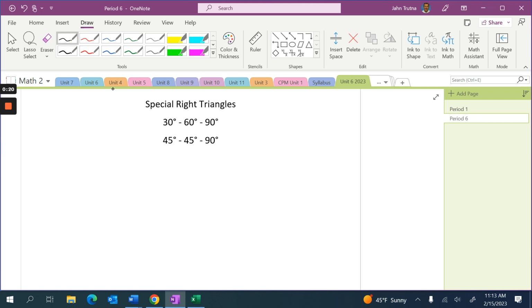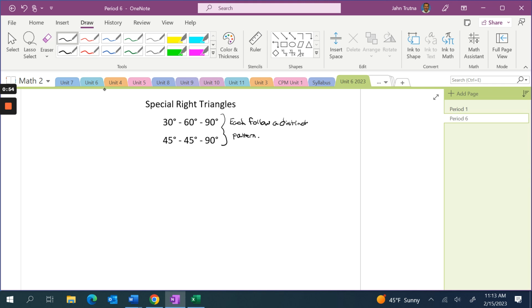The reason why these triangles are special is because each one follows a distinct pattern. Okay? They each follow a distinct pattern. And I'm going to show you what the pattern is, and then I'm going to show you how to apply the pattern to each one of the two special right triangles.